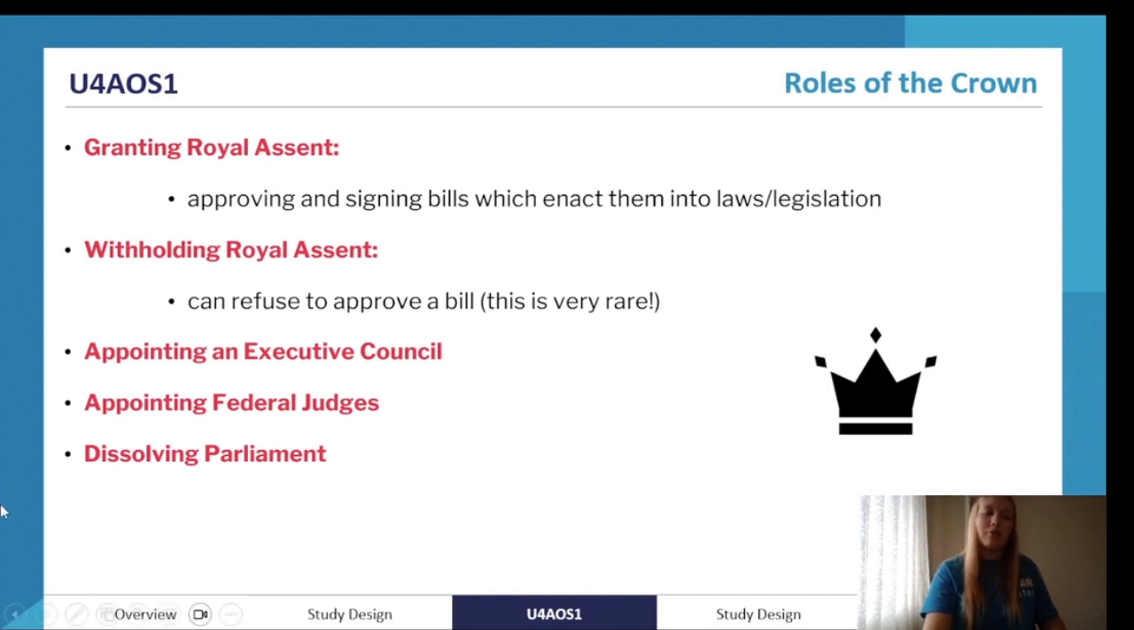And they can also dissolve parliament. So what does this mean? Obviously, re-elections in the House of Reps are every 3 years. However, what might happen is the Governor General might suspect that there's some corruption or bad things going on in Parliament, and they may choose to dissolve it early and have an early re-election. This wouldn't be, again, a thing that would happen often at all. This is almost like an emergency power held by the Governor General.